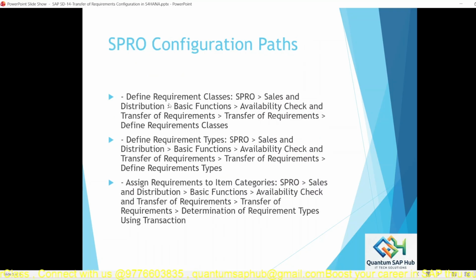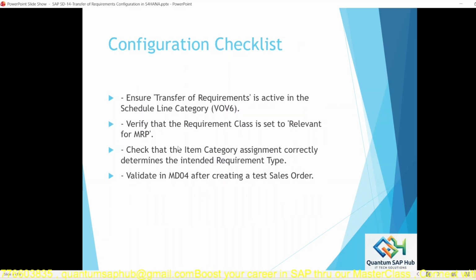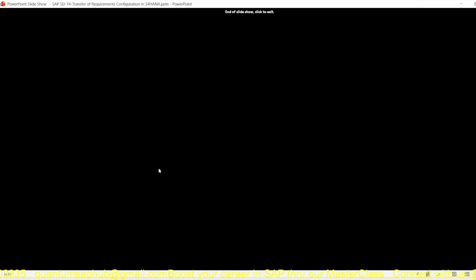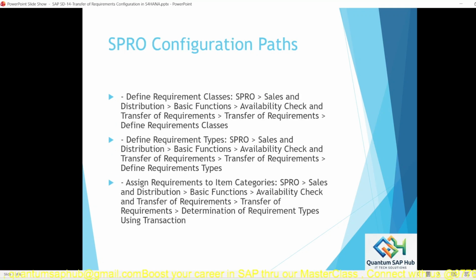Coming to the SPRO configuration path, where are the paths actually? For transfer of requirement, you can define the requirement classes, then requirement types, and then you assign them to the item category and determine the requirement types using transaction.